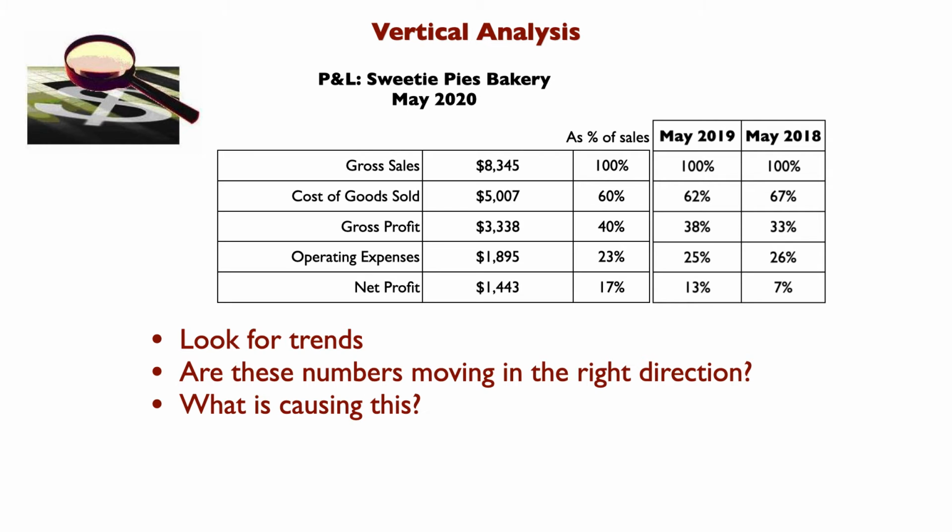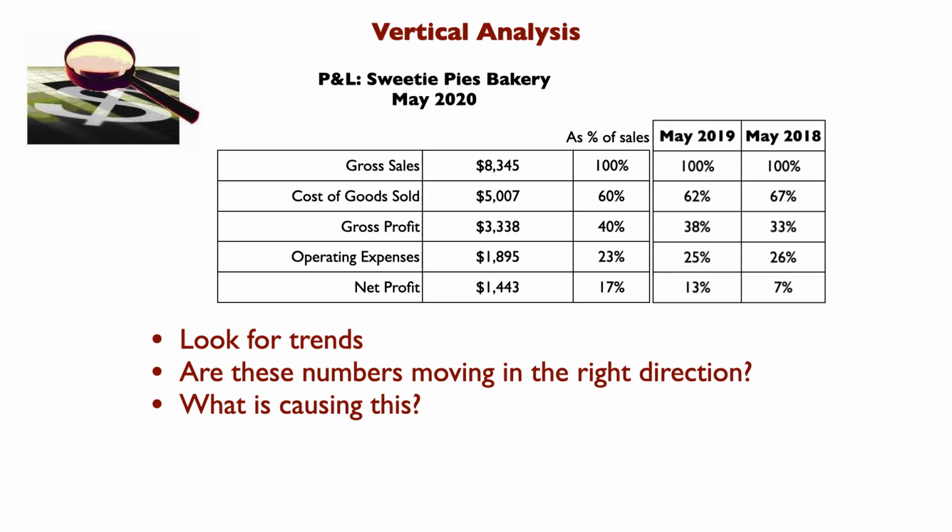She then asks, are they moving in the right direction? And if so, what's causing this? Let's take a closer look. We can see the cost of goods sold is moving from 67% down to 60%. Is that moving in the right direction? Yes, it is. What would be the cause of this? Well, perhaps Sarah is buying her raw ingredients more efficiently or more smartly. Perhaps she's buying in bulk and therefore getting a volume discount. Or perhaps she's changed suppliers, found somebody that offers the same quality of ingredients but at a lower price.